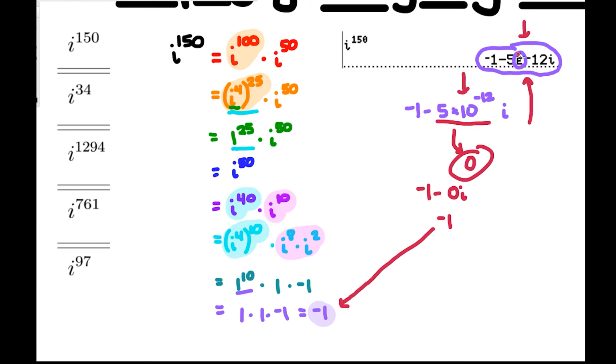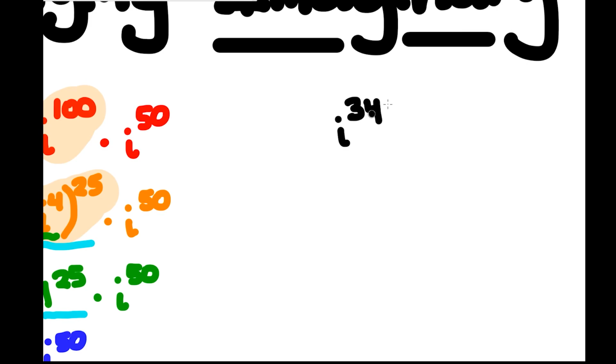Okay, you didn't understand that the calculator basically gives you an error because it's just a counting error. But you have to know that you have to ignore it. So the next one is i to the 34th power.